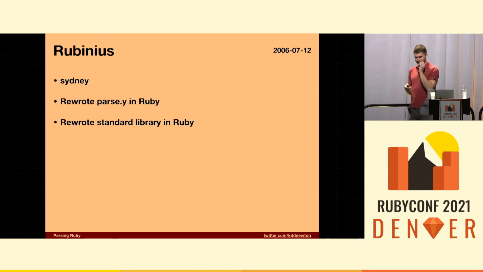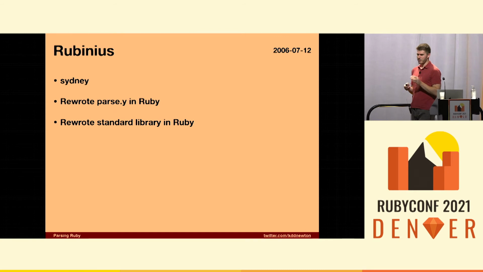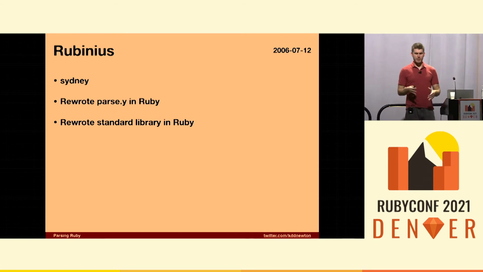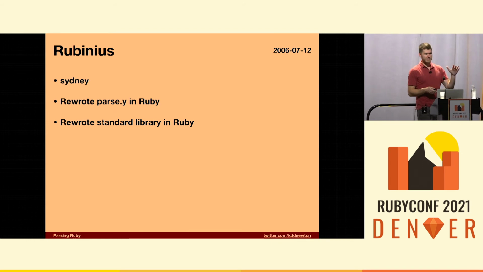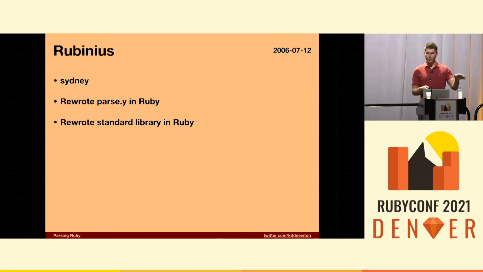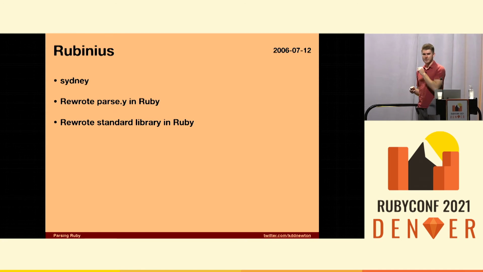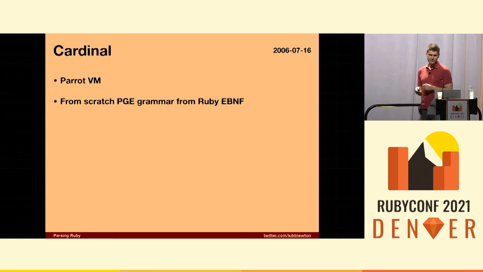Rubinius comes out about this time. Rubinius is a very fascinating project, rewriting the standard library and rewriting Ruby in Ruby. It bootstraps Ruby. Unfortunately, it is not, at this point, what it was at the time. It's no longer kind of up to date. It's a different project at this point. But there are a couple of interesting things like having to rewrite, again, those action blocks in Ruby.